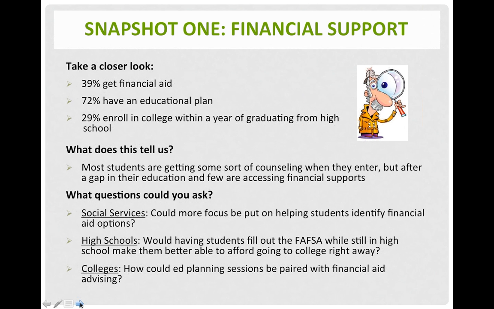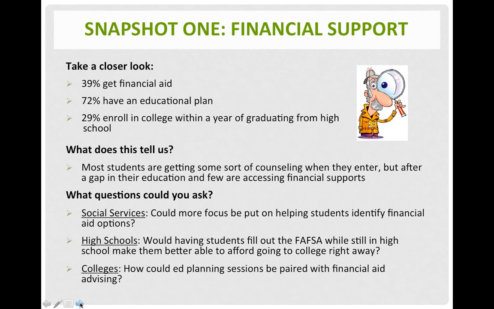So the next place we're going to take a closer look is the question of financial support. What we're seeing from these numbers is that a lot of students are not successful at getting financial aid. We've got less than 40% who are able to do so. But we do have a lot of students who are able to get an educational plan, which means they're probably meeting with a counselor and laying out a trajectory of the courses they're going to take. The other thing that's really interesting in this data is that there are very few students making it directly from high school into college. It's basically less than a third of them making it right away. So that's an important gap that might affect students' ability to make it to some sort of degree.